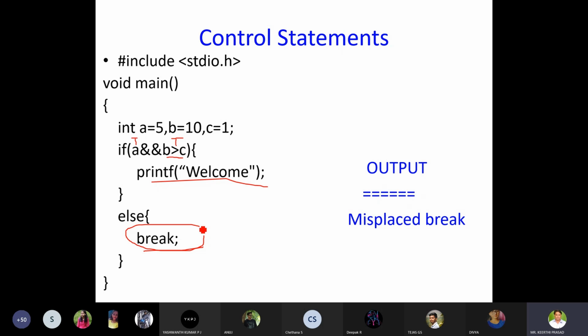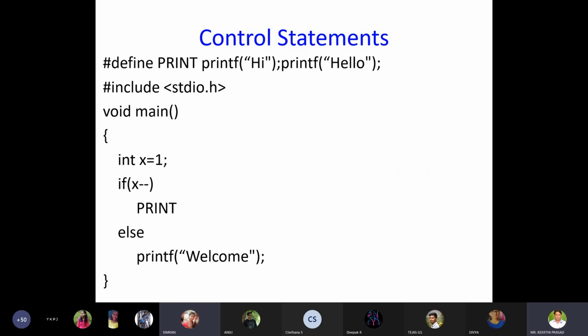Am I clear? Most of the time, our concentration would be on this part, but the actual thing is this one. Understood? Is that point clear? Yes, sir.